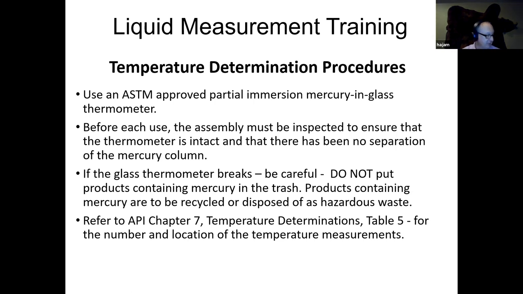Now let's understand that if you break that thermometer, there's going to be free mercury flowing out of it. So do not throw this thermometer in the garbage can. Try to dispose of it properly. It is hazardous waste. Also, take the time to familiarize yourself with API Chapter 7, Temperature Determination. There's a table in there for the number and locations of the temperature measurements to be taken in a tank. We'll demonstrate those in a few minutes.